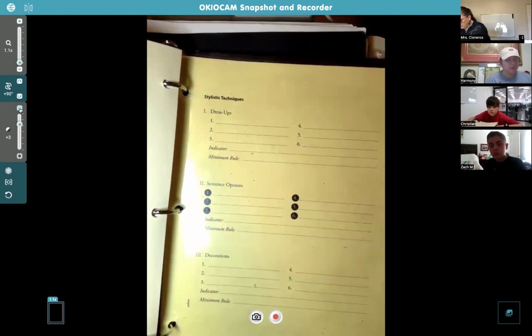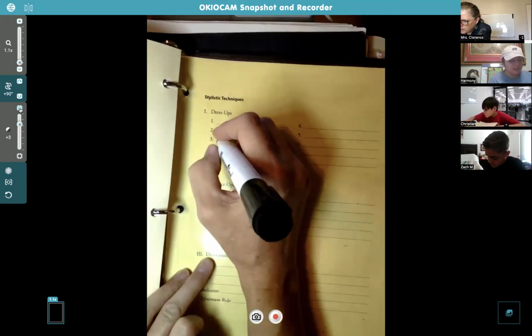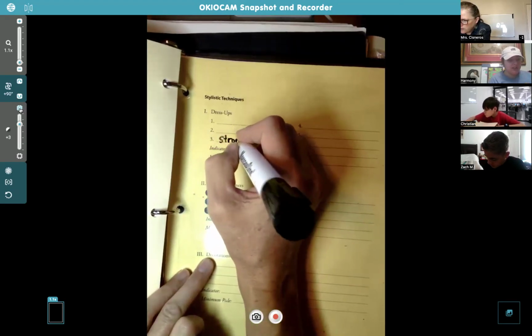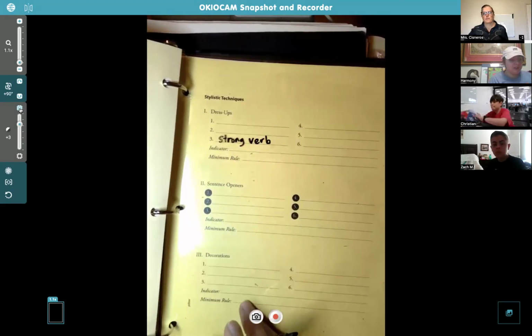Double check here. We're going to add strong verb. For number 3, we're adding a new dress up here, so put in strong verb. That's number 3. This is the page we're going to just keep adding to. You can keep it in your binder, but I just wanted you to turn to it. And for number 3, you have strong verbs. So now you have 3 dress ups. You have ly, who, which, and now you have a strong verb.